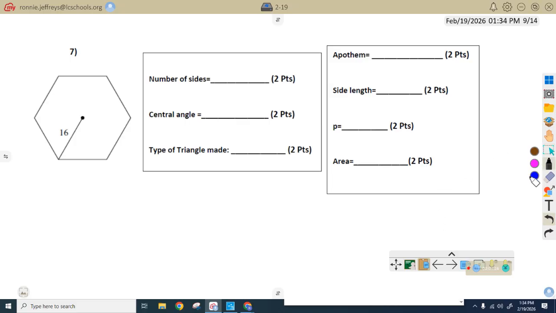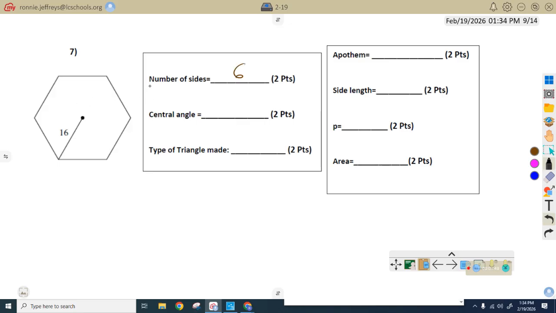Number 7. Okay, if you're given the shape and you miss the number of sides, you deserve every bit of sarcasm and ridicule that comes your way. Yes. There are 6 of them.